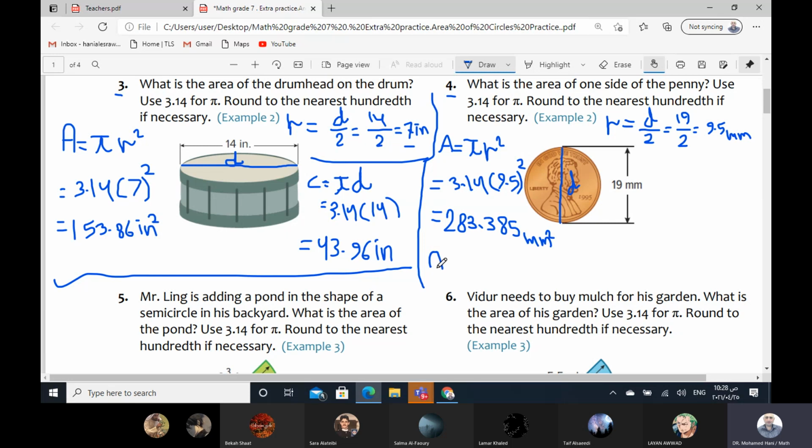If you want to round this answer, this is the hundredths. Look to the right number. 5 and up, add 1 to the position here. So 8 will be 9. And here 3. Point. We have here 283.39 millimeter squared.